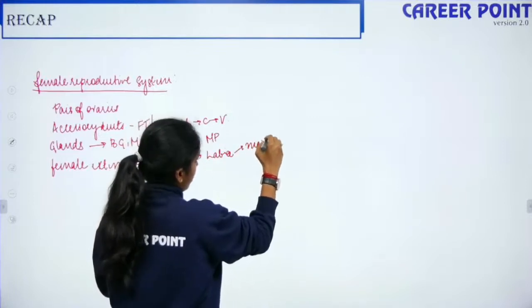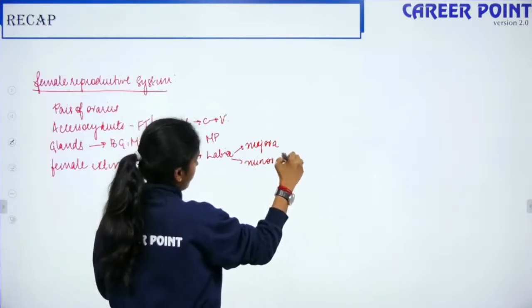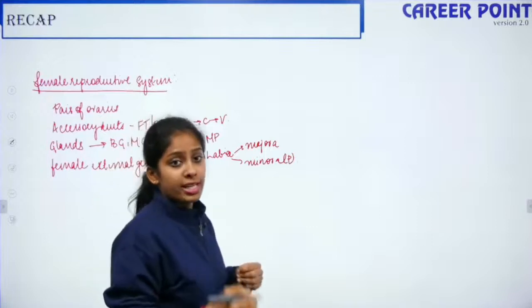So labia majora is only one, but labia minora is paired. So then you have the clitoris, and then you have the hymen, right? So these are the components that we read.